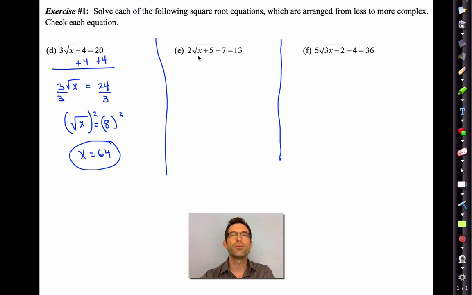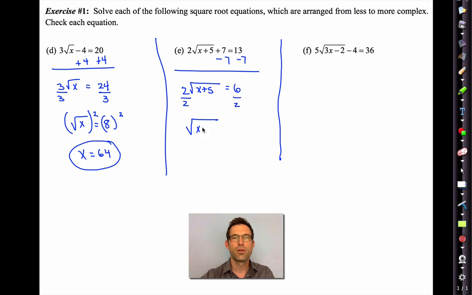But still, let's take a look. We had x, we added 5. Then we took the square root, then we multiplied by 2, then we added 7. So let's get rid of that 7 first. Okay, let's get rid of the multiplication by 2. Then let's square both sides. And then let's subtract 5. And we'll get x equals 4.